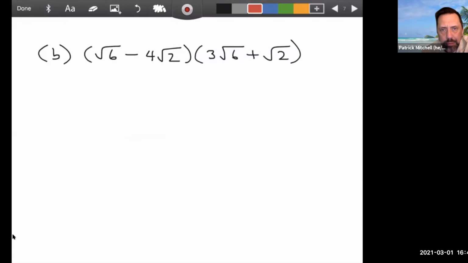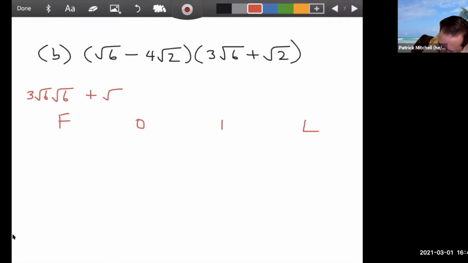I think it kind of looks like FOIL. So first would give me, let's write it like this, 3 times the square root of 6 times the square root of 6. Outer would be plus the square root of 6 times the square root of 2. Inner would be minus 4 times 3 is 12 times the square root of 2 times the square root of 6. And then last would be minus 4 times the square root of 2 times the square root of 2.